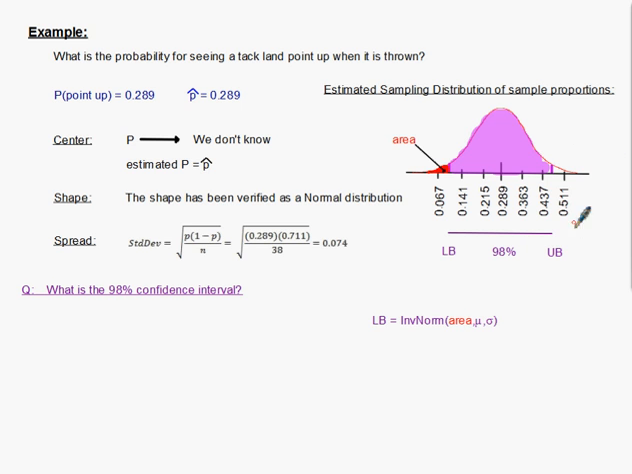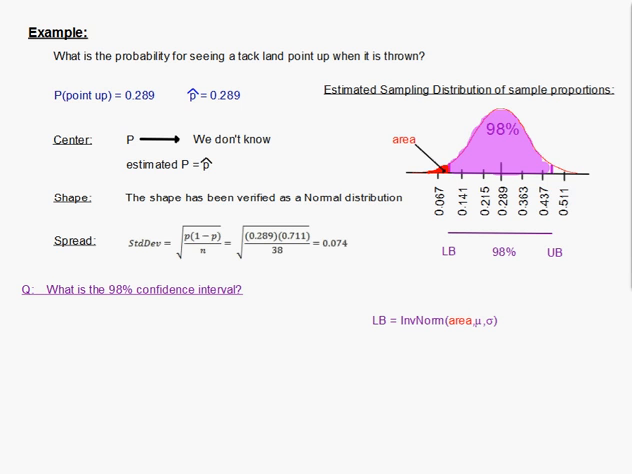In order to get the lower bound, I'm going to use this inverse norm function from the TI-84, the syntax of which is area, mean, standard deviation. The area it refers to is not the purple area, but the area to the left of the boundary. So we're going to have to quickly find that area.